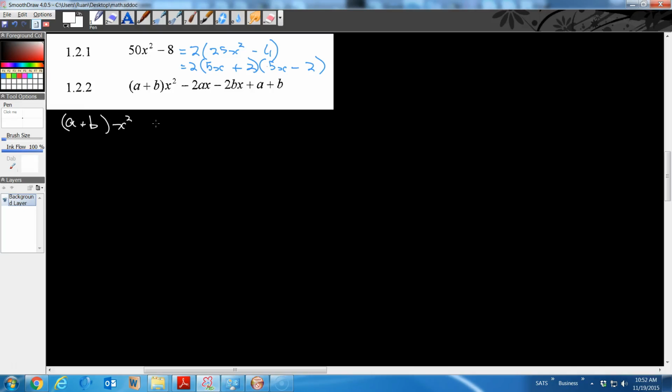Times x squared. Okay, so now if I take out a negative 2, let's see what happens. Negative 2 times a would be negative 2ax. Negative 2 times b will be negative 2bx, so that's a plus b. So there we go. And if I just say plus a plus b, notice the amount of a plus b's we have. So think of a plus b as, let's say, k, right? Then this would look like kx squared minus 2k plus k, right?